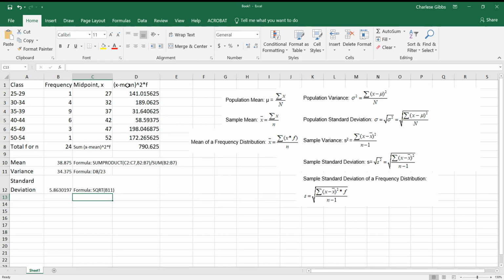To find variance, we had to make another column: our x value minus our mean squared times frequency. We added all those together. That's what that sum means. Then we divided the sum by n minus 1 because we're dealing with a sample set deviation. Then we took the square root of that last cell.